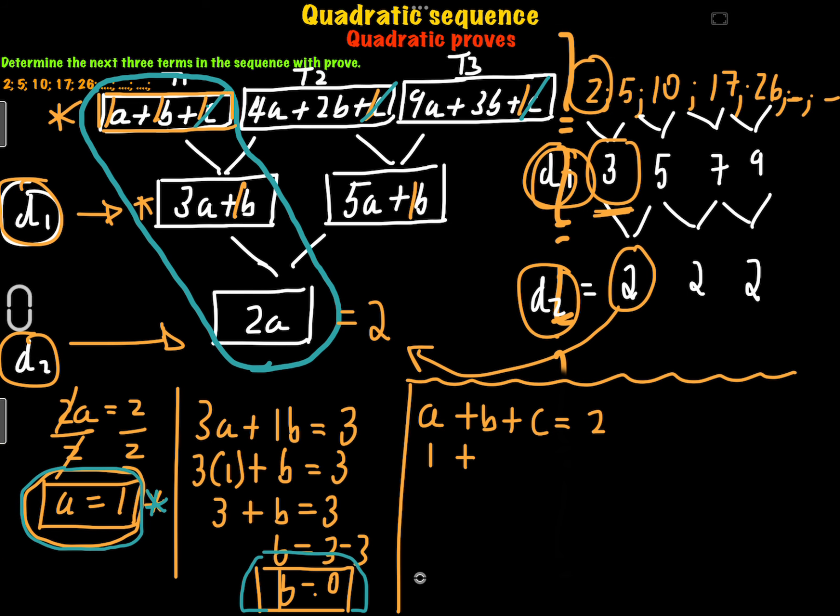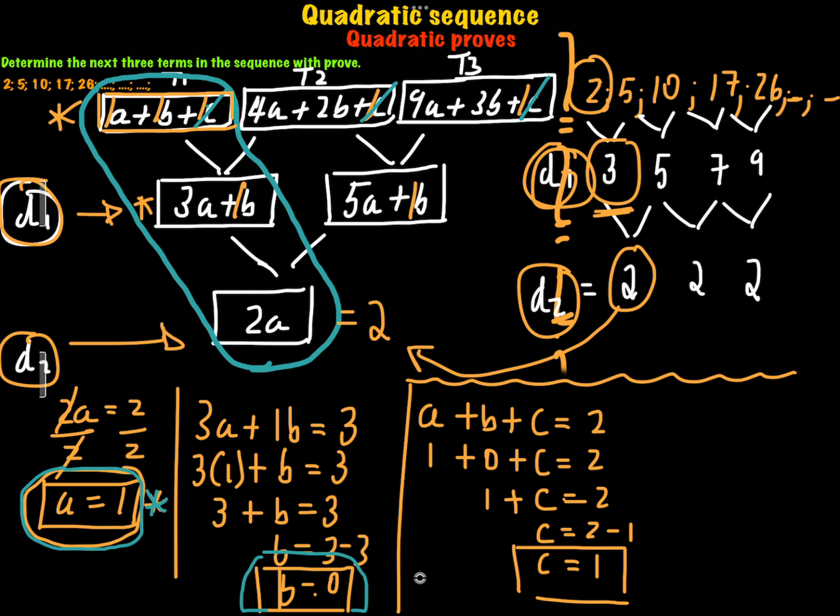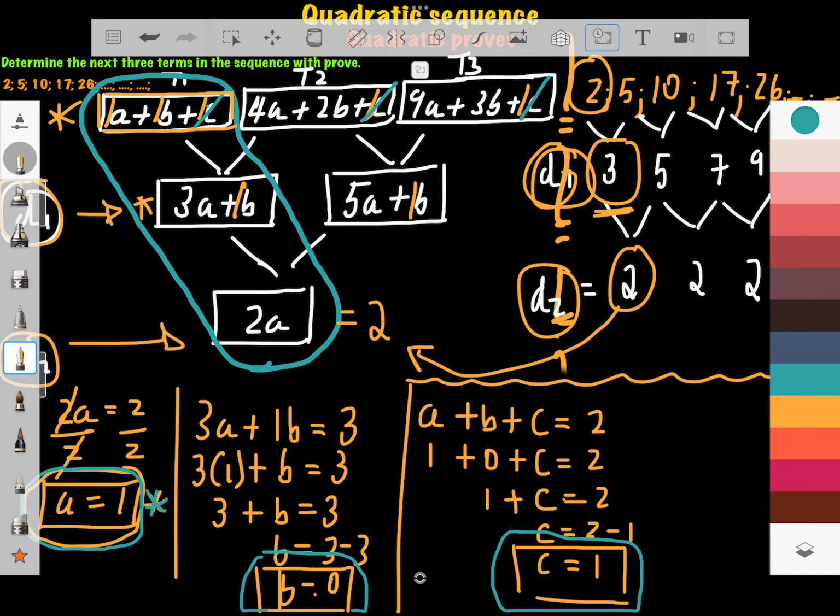So b is equal to 0. I'll just substitute that in there, plus c is equal to 2. So 1 plus 0 just simply gives us 1, plus c is equal to 2. c is equal to 2 minus 1, so c is equal to 1. So that is our value for c.